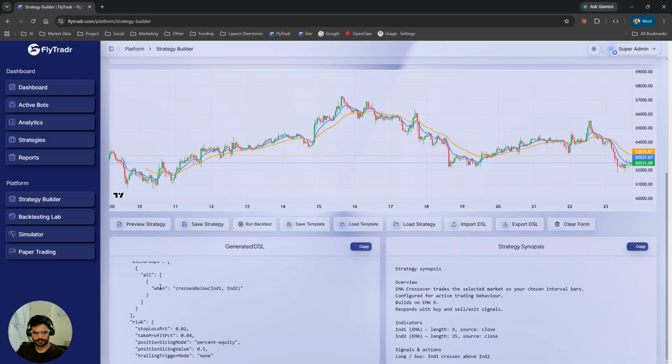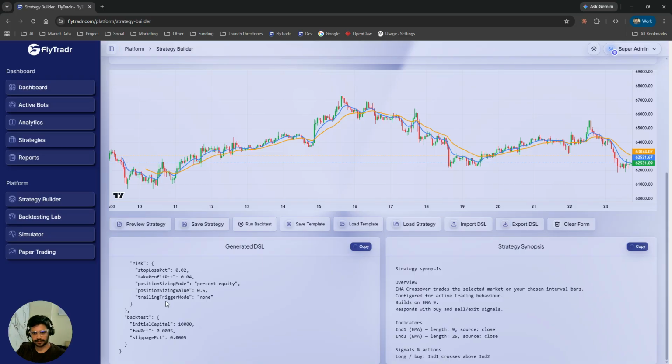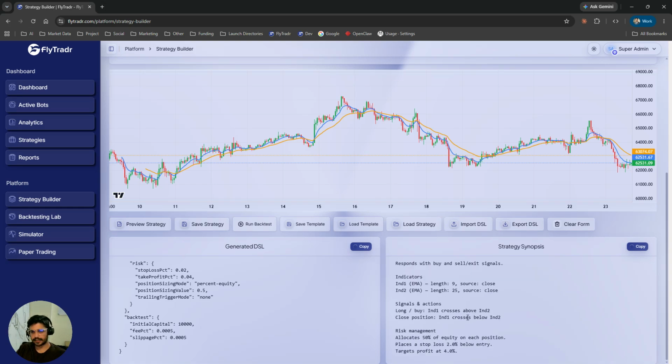If this is something you don't really understand much, then you can read the strategy synopsis on the right. This is the same strategy translated into simple, plain English, which you can read and confirm if your instructions were correctly translated into the code or the strategy in the backend. You can see these are the indicators, these are the signals and action, and this is the risk management you used in the strategy. Once done, simply click on save once you're satisfied.